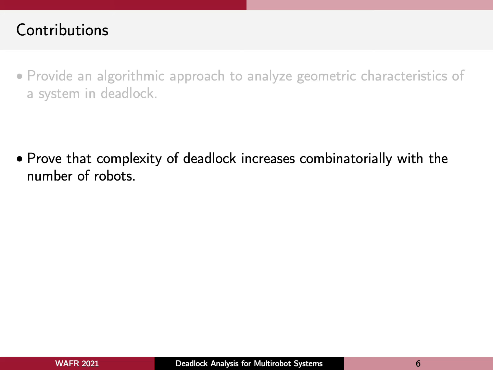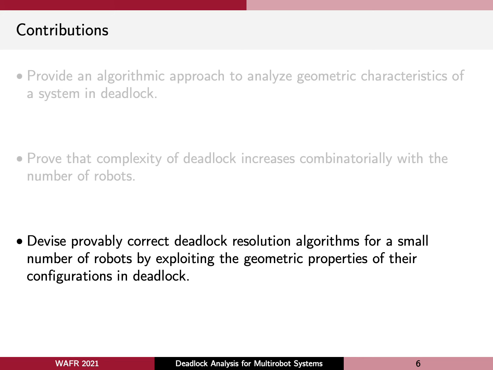Using these deductions, one of the main results we show is that the number of geometric configurations that are admissible in deadlock is combinatorial in the number of robots. We also devise a provably correct feedback linearization-based controller for resolving deadlocks, but we only do this for a small number of robots because of this combinatorial complexity problem that I just mentioned.